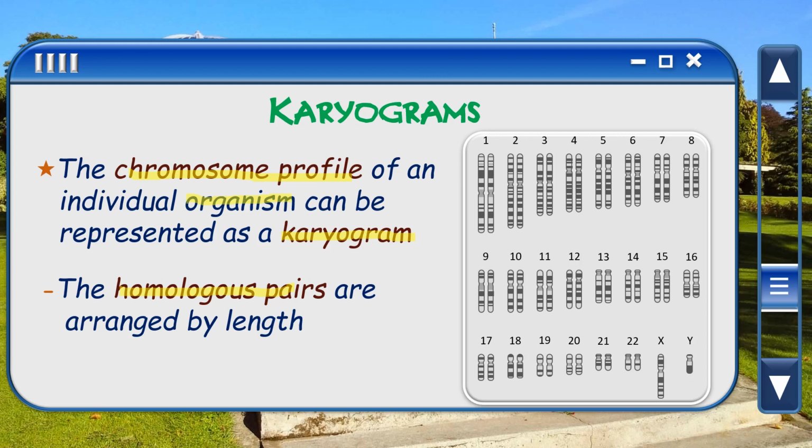Let's go to our karyogram. Chromosome pair 1, you can see that homologous chromosomes have the same size. If you go looking at all of them, they have the same size. Those are homologous chromosomes or homologous pairs.